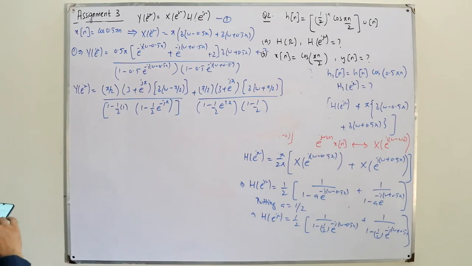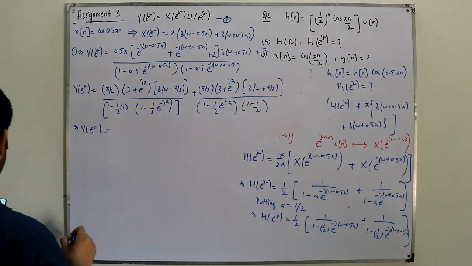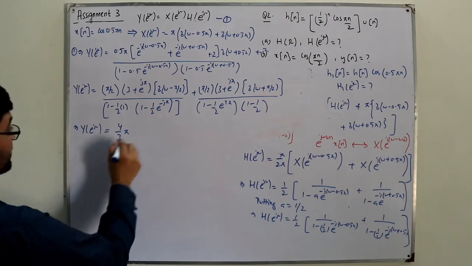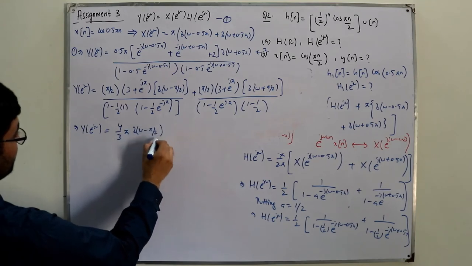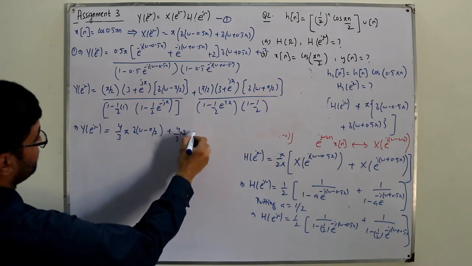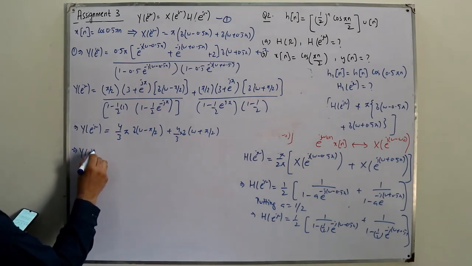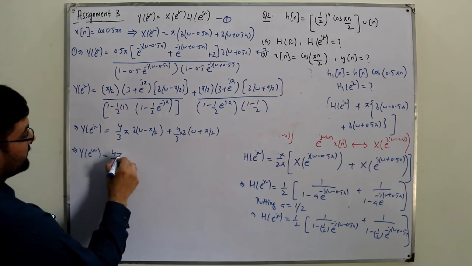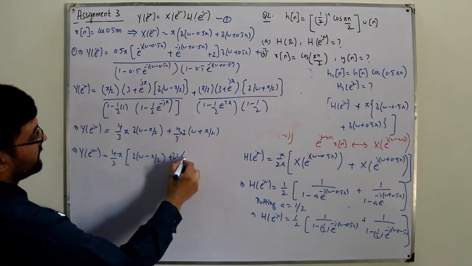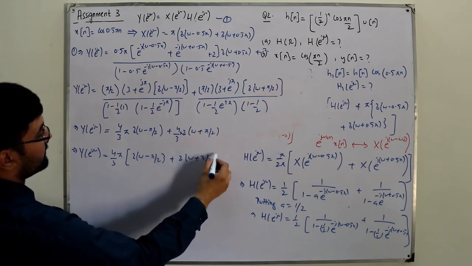Solving this whole thing would give you the final Y of j omega. This would be 4 by 3 pi delta of omega minus pi by 2 plus 4 by 3 pi delta of omega plus pi by 2. You have got a cos function, you know very well. 4 by 3 pi, I take as constant, delta of omega minus pi by 2 plus delta of omega plus pi by 2. Isn't it like this?